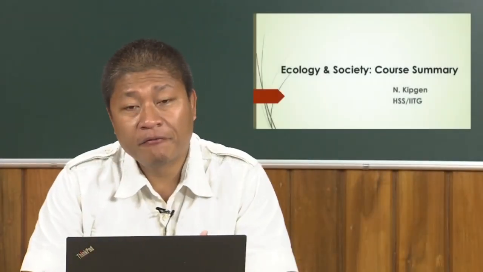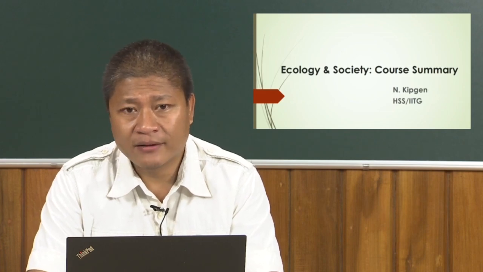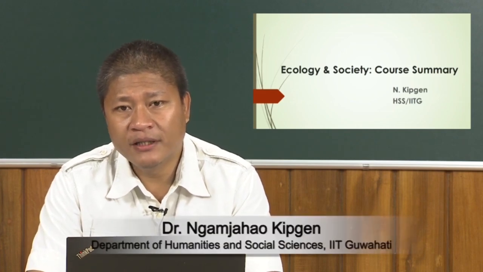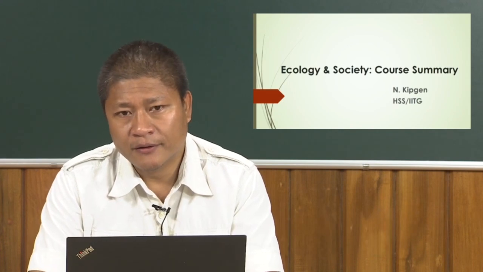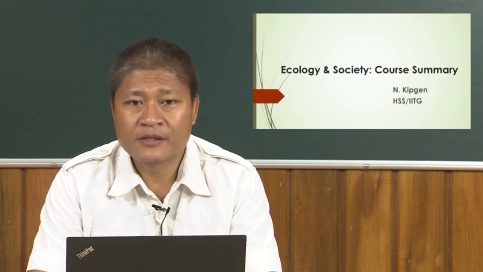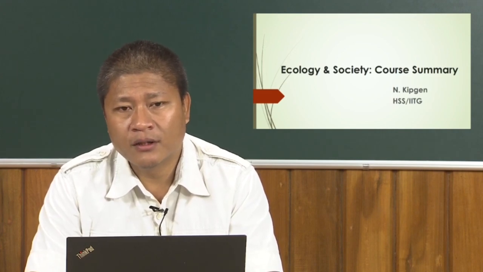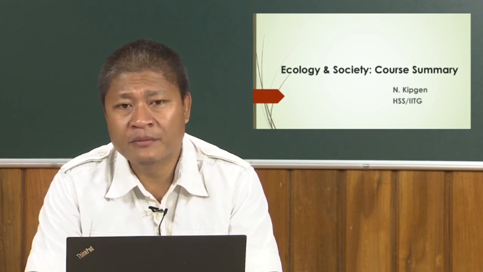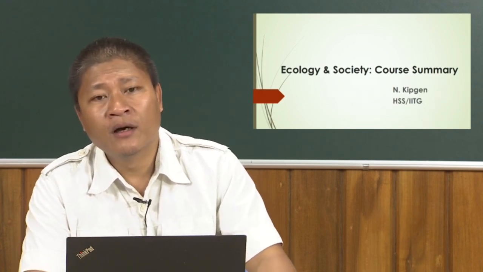Well, we have come to the last part of this course, and in this lecture, I'll be trying to briefly summarize what we have discussed so far under different themes. And roughly, we have covered around 19 different themes in this course on ecology and society.